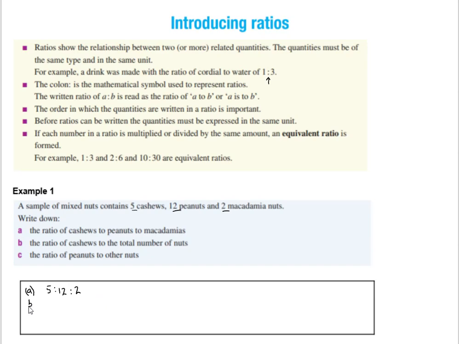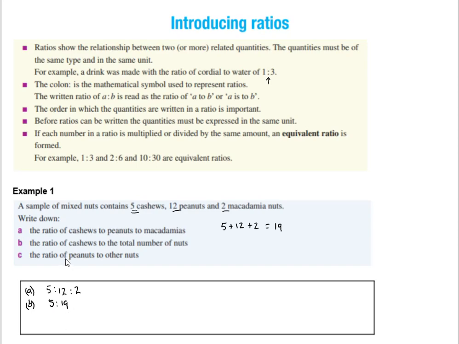Now, the ratio of cashews to the total number of nuts. Well, let's quickly work out the total number of nuts. We've got 5 plus 12 plus 2, which gives us an answer of 19. So the ratio of cashews to the total number of nuts is 5 to 19.